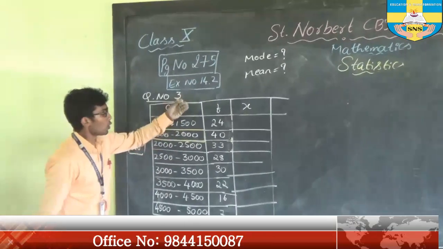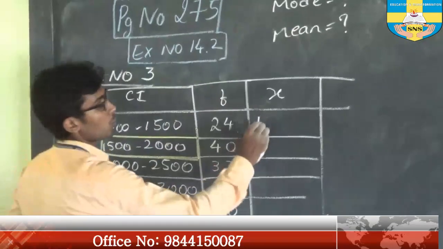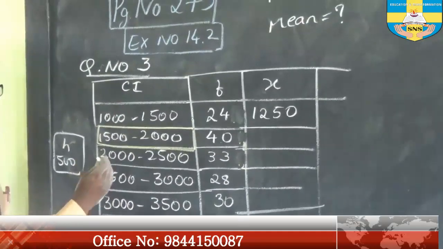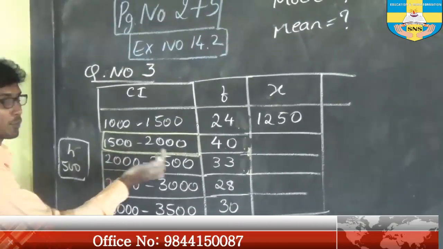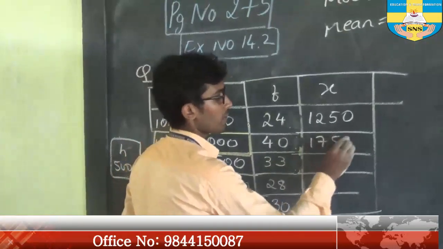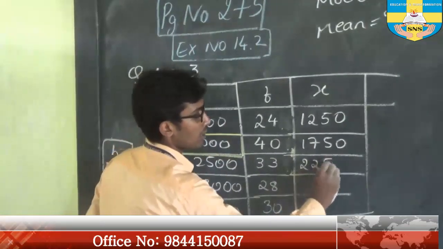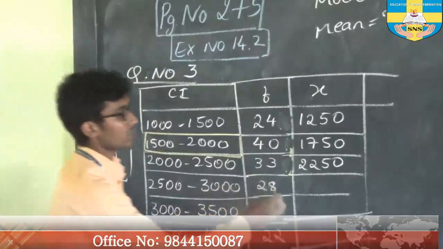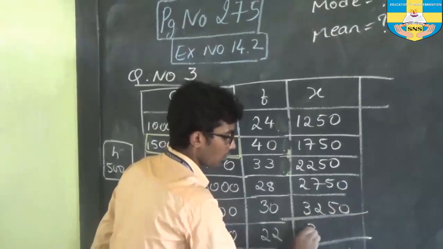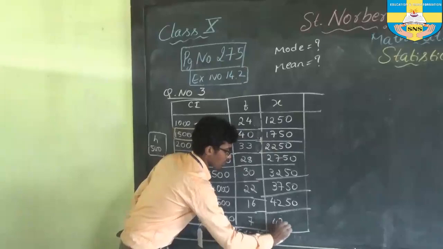Class mark is lower limit plus upper limit by 2. Then it will be 2500 by 2. 2500 by 2 is 1250. Then add these two. If you add these two, that is 3500 divided by 2, 1750. Then next, if you calculate for the next class interval, you will be having 2250, 2750, then 3250, 3750, 4250, then 4750.